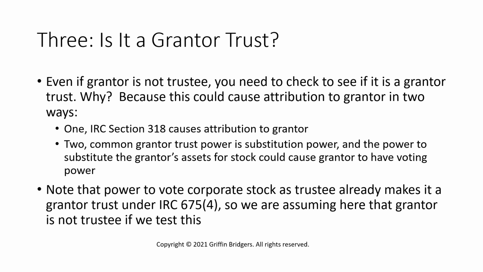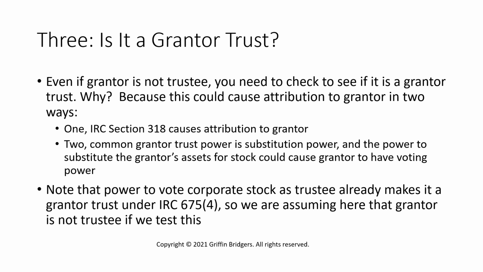Now, even if you don't have a grantor who's trustee, you have to look at whether the trust is a grantor trust, because if it is, then there's attribution of the stock to the grantor under both Code Section 318 and under the general grantor trust rules as well, if the grantor is trustee. Now, in any sort of situation here, even though the grantor is not the owner of the stock on paper, it's these grantor trust rules that deem the grantor to have retained voting powers. And this could apply through multiple layers.